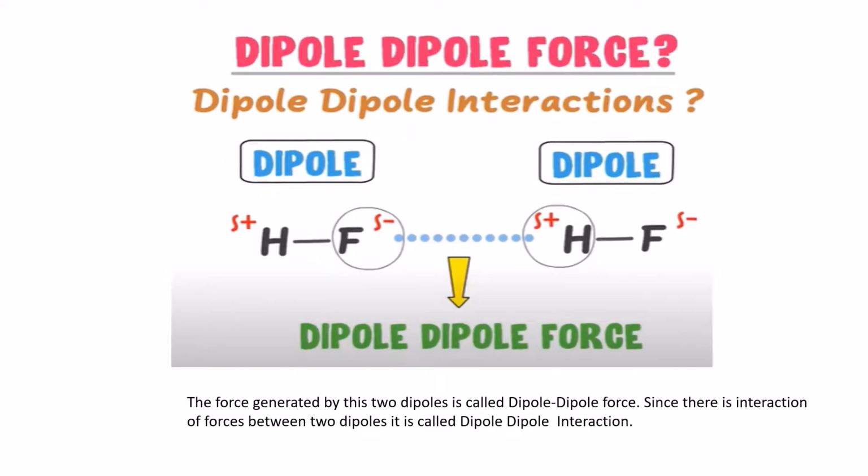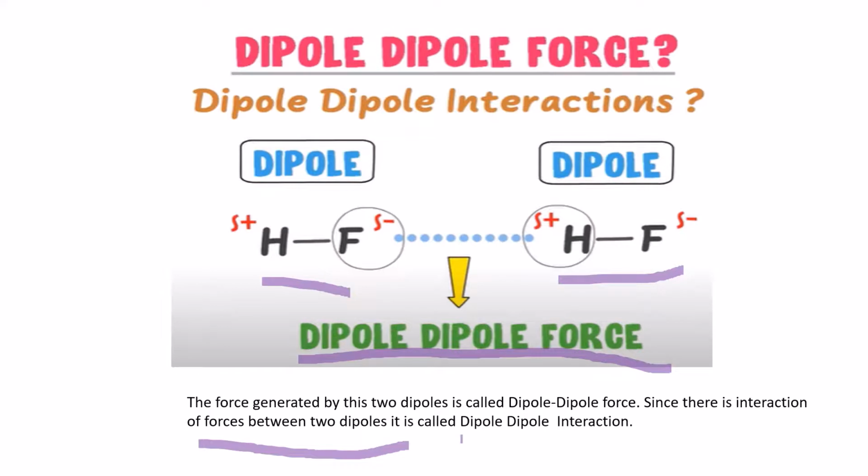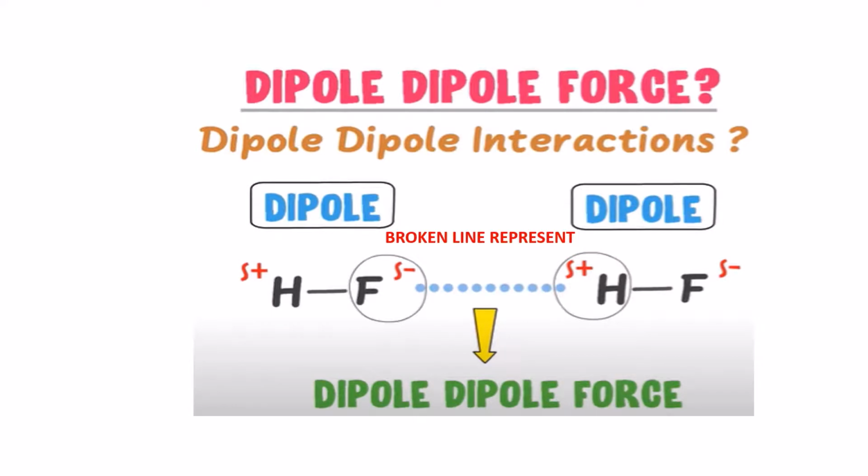The force generated by these two dipoles is called dipole-dipole force. Since there is an interaction of forces between two dipoles, it is called dipole-dipole interaction. Dipole-dipole interaction is represented by a broken line.